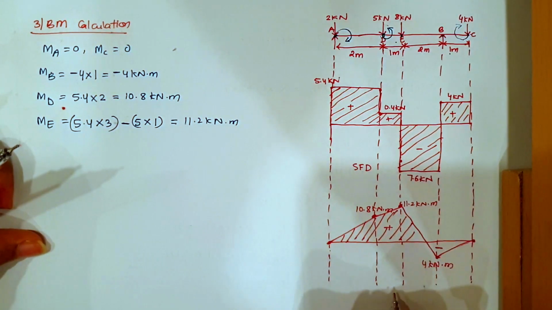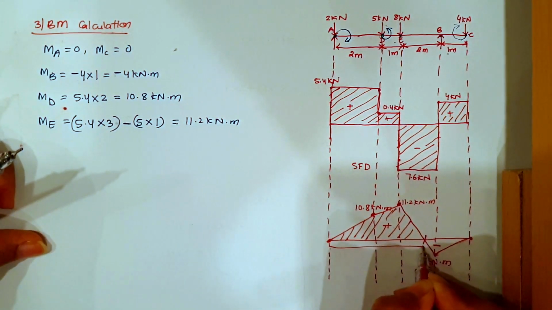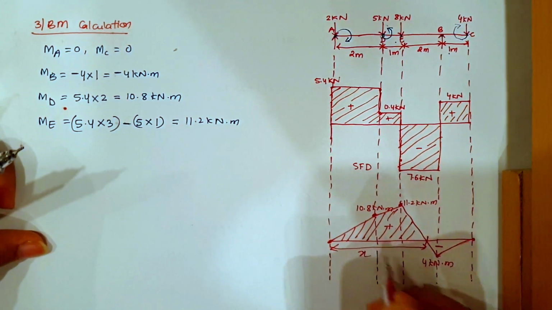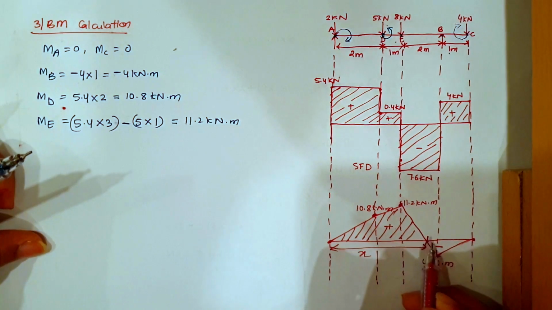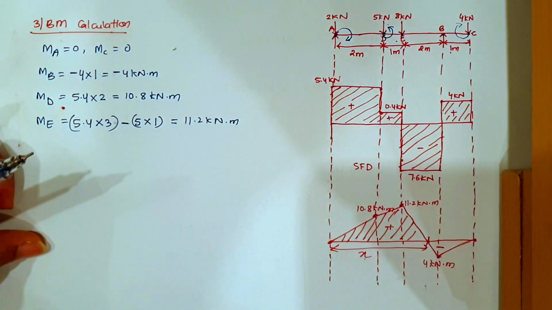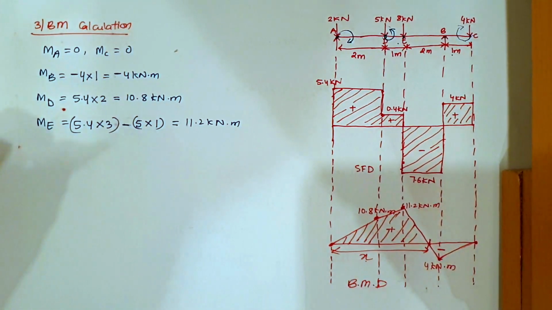Okay, so you can even find this distance. I'll leave it up to you to find this distance x, and this point here is a point of contraflexure, so you can find this distance x by yourself. And this is the bending moment diagram.